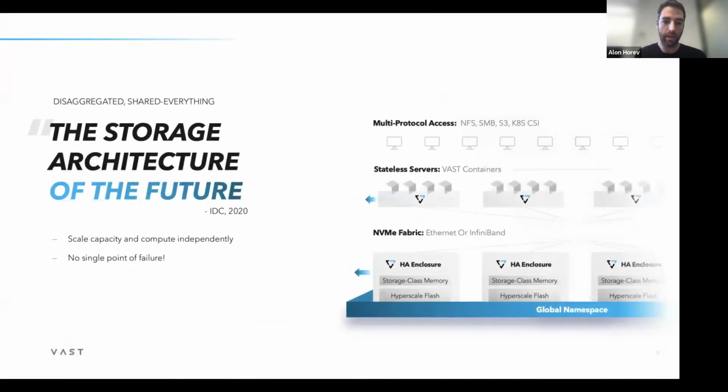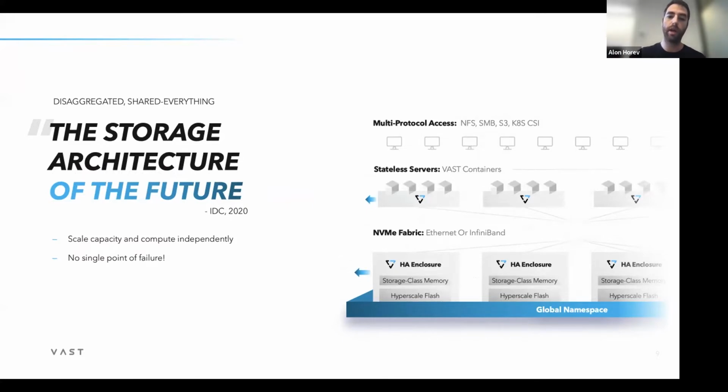So let's see what the architecture looks like. We have basically three layers. The uppermost layer is the protocol layer, where there are clients communicating with the storage platform. It could be using NFS, which is the file protocol for Linux, SMB, which is the file protocol for Windows and Macs, S3 object storage, and we also have a plugin for Kubernetes.